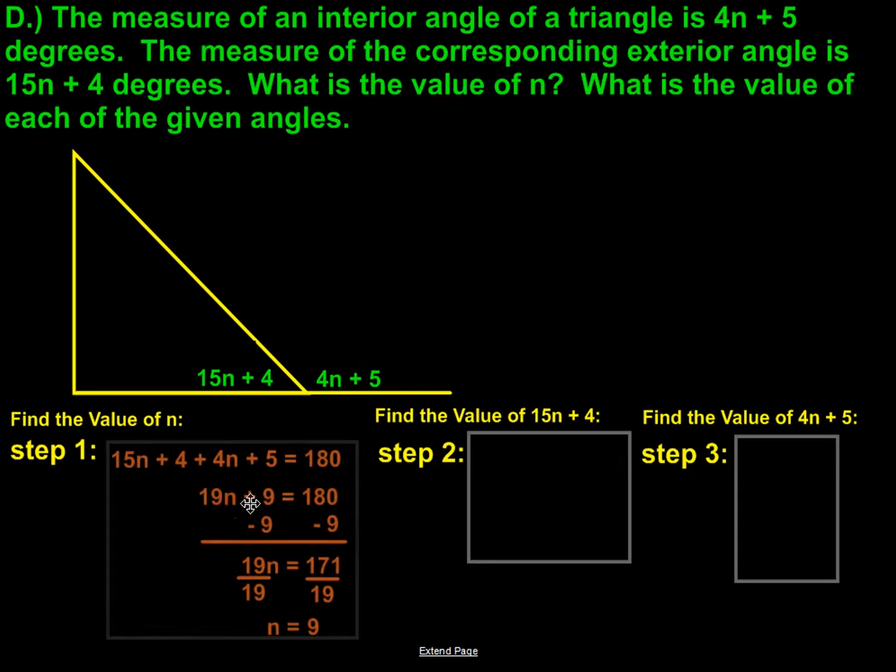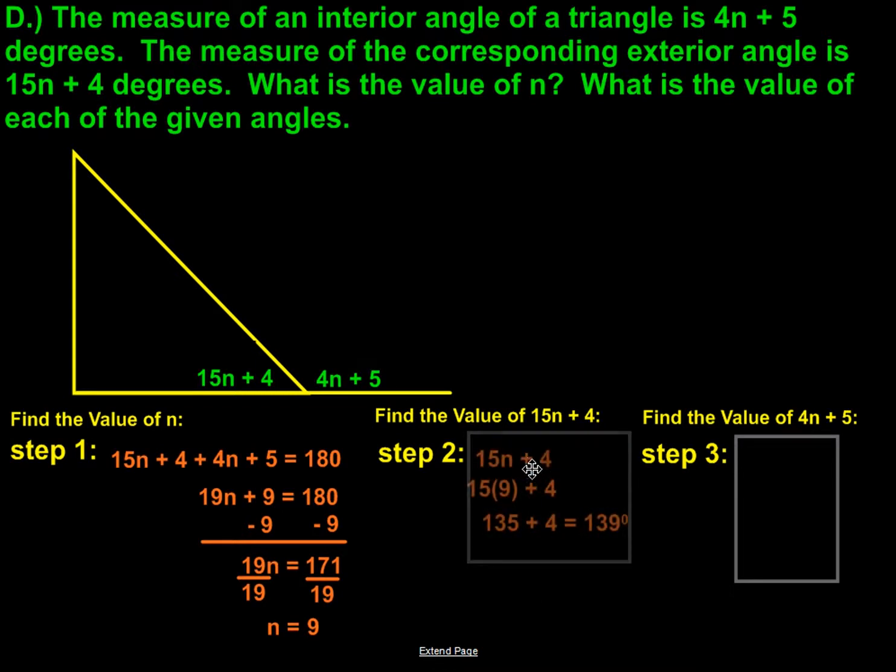Combining like terms, I get 19n plus 9 equals 180. The 15 and 4 give me 19, and the 4 plus 5 give me 9. I can subtract 9 from both sides, which leaves me with 19n equals 171, and then I divide by 19 on both sides, and it gives me a value of n equaling 9. Now that I know the value of n, I can plug that back in to find the specific angle amounts for each of these supplementary angles.